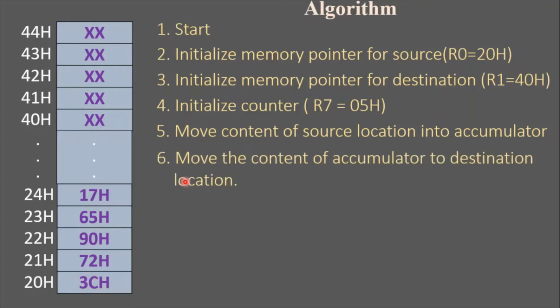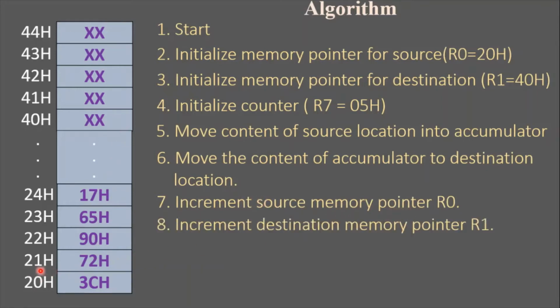And in the next step, move the same number which was taken in accumulator to destination block. So that first number which was taken in accumulator in step 5 is now shifted to the destination location. So one number is transferred from source to destination. So as you are done with 20H location, increment source memory pointer R0 so that it will point to 21H.